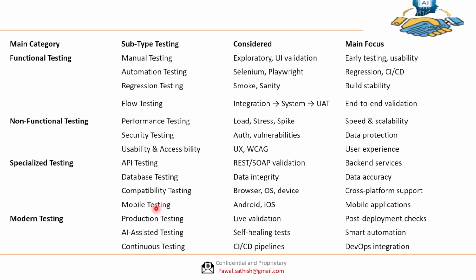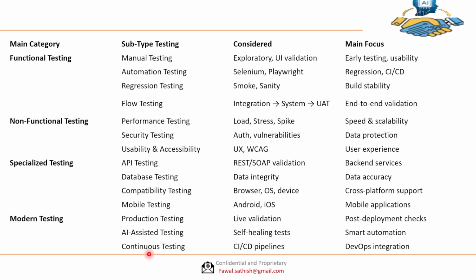Then mobile testing. If our application is also supporting mobile, then we need to use Android and iOS. And in modern testing, you see production testing, which is live validation. After post deployment, maybe we need to execute smoke or sanity on a specific module, in case we are giving a hotfix. And AI assistant testing, like self-healing tests. This is smart automation. We can use self-healing in our automation scripts.